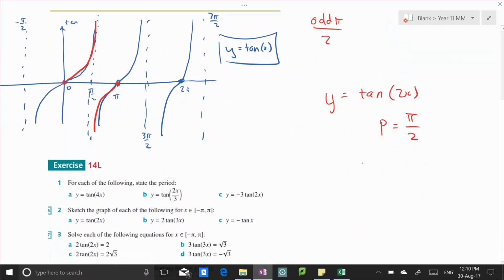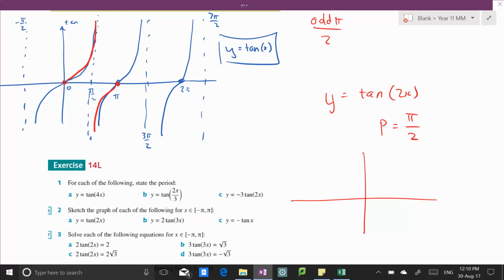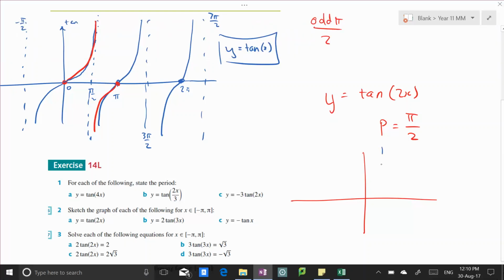It just means if I would have sketched this graph, one cycle, to go from one end, so from this asymptote to the next asymptote, that distance is pi on 2. If that's a distance of pi on 2, then halve it. Halve it, that tells me this is pi on 4, and this is pi on 4. So a quarter plus a quarter makes a half. One quarter here, one quarter there.